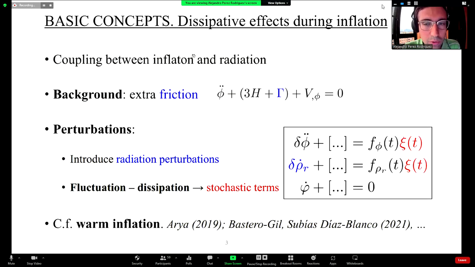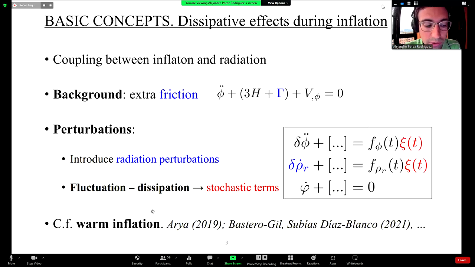Right, so let me now move to the basics of dissipative effects during inflation, which arise when the inflaton field couples to radiation under some technical assumptions coming from thermal field theory. At the level of the background, this coupling simply induces an extra friction term in the Friedmann equation for the inflaton. However, at the level of the perturbations, things are more complicated. We get extra perturbations due to the radiation terms in the energy momentum tensor. On top of that, the fluctuation dissipation theorem introduces stochastic transfer terms between scalar and radiation perturbations, which at the level of the equations of motion translate into stochastic sources.